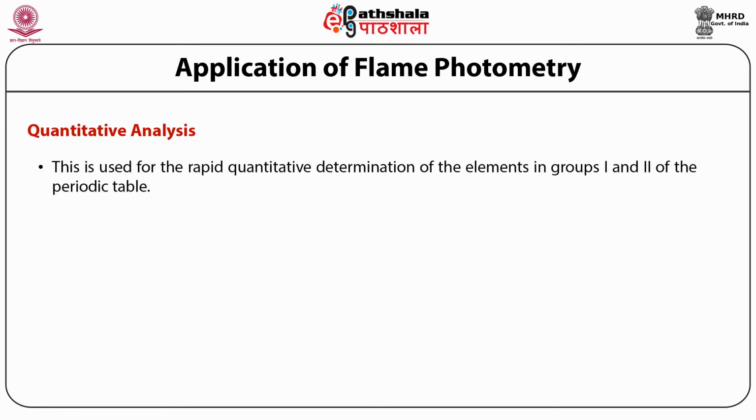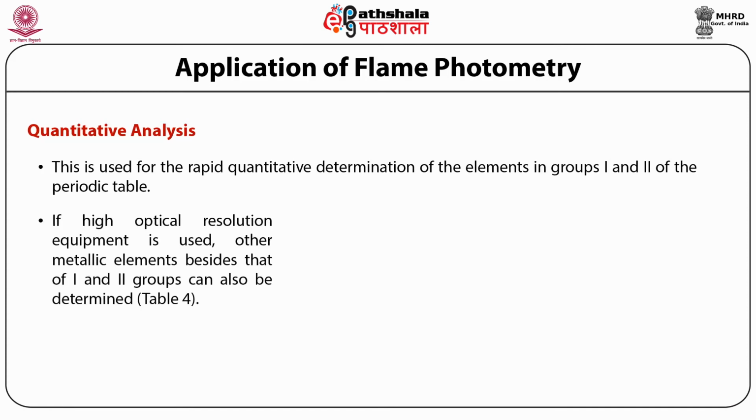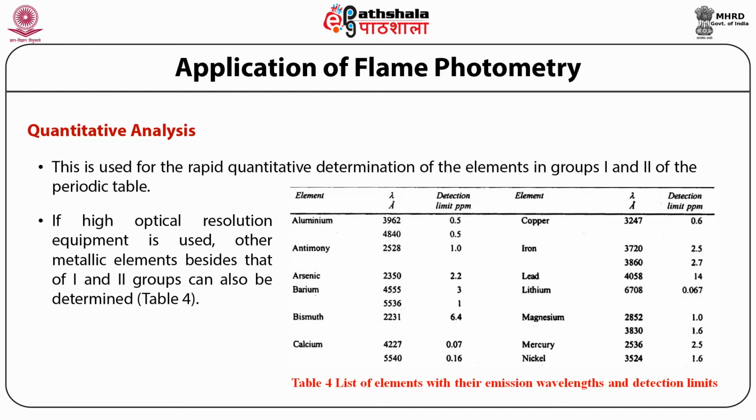This is used for the rapid quantitative determination of the elements in groups 1 and 2 of the periodic table. If high optical resolution equipment is used, other metallic elements beside those of groups 1 and 2 can also be determined. Here in this table, there is a list of elements with their emission wavelength and detection limit. All the elements present in this table have been determined successfully by flame photometer. That includes aluminum, antimony, arsenic, bismuth, barium, and calcium.